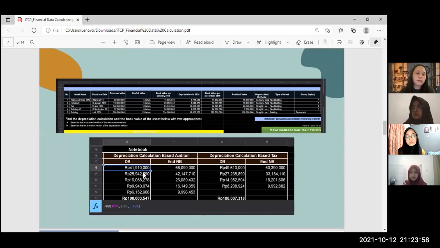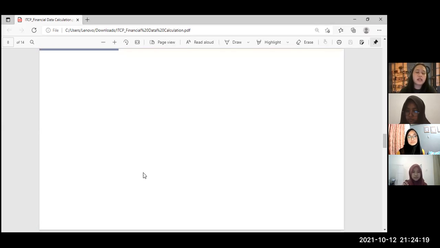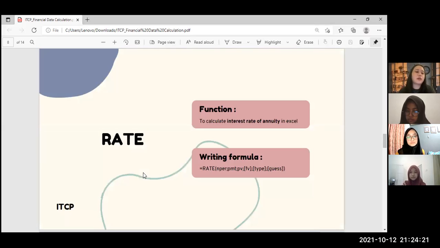And this is the example of DB. The formula of DB is equals DB open bracket absolute $D$5 for turnover value of notebook, separator, absolute $I$5 for residual value of notebook, separator, 5 years, useful value, separator, A28 for first period, close bracket. The next slide will be presented by Adinda.